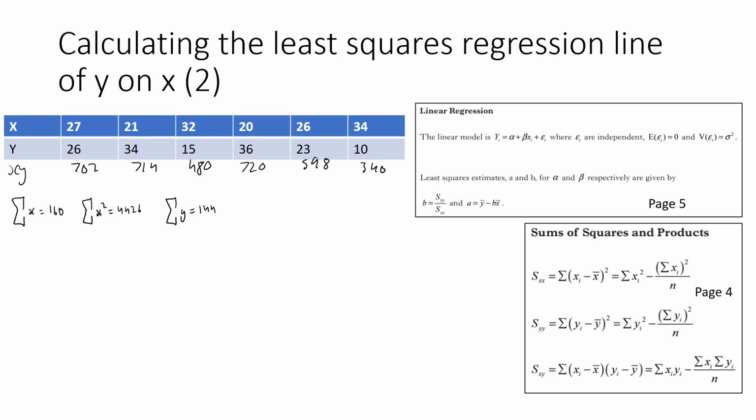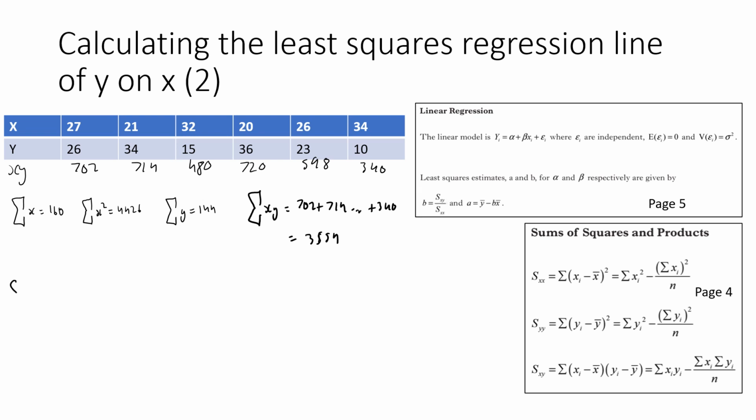I've made the xy row. So we can calculate sigma xy, which is equal to 702 plus 714 dot dot dot plus 340. And that gives us 3,554. And now we have all the things required to calculate sxx and sxy, which is what we're doing to calculate b.